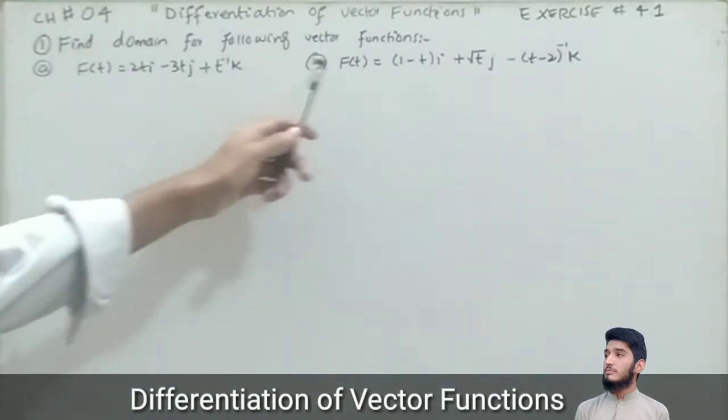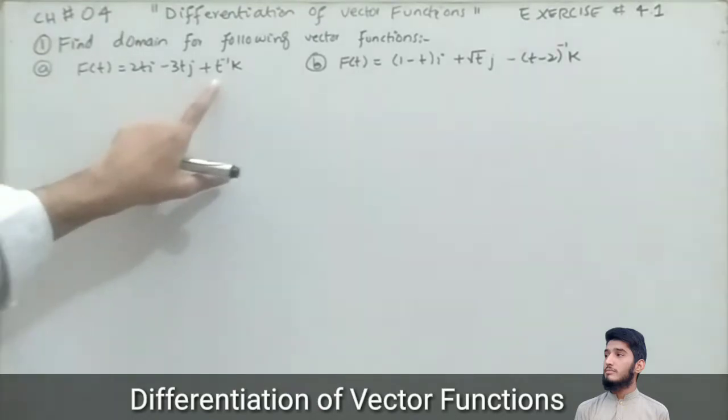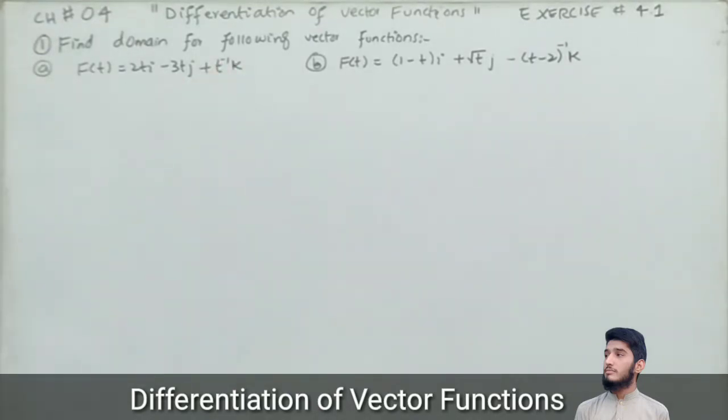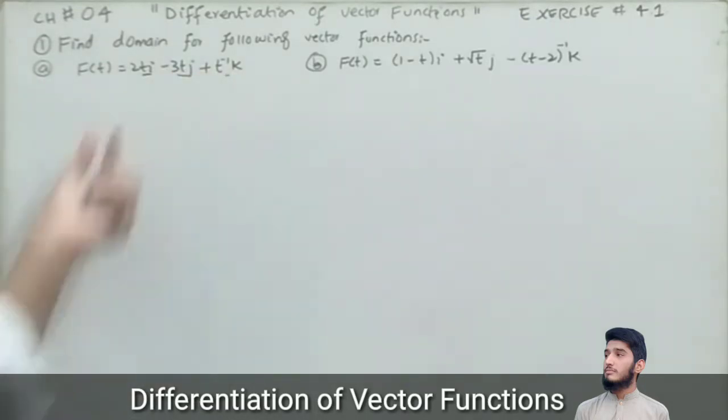Find the domain for the following vector functions. There are a total of 7 parts. Part A is f(t) = 2t i − 3t j + t^(−1) k. Remember, domain is the set of all those values of the independent variable. Over here the independent variable is t.